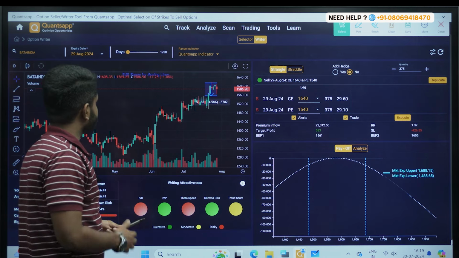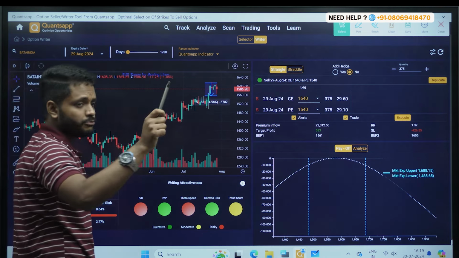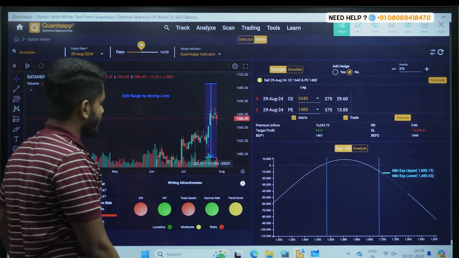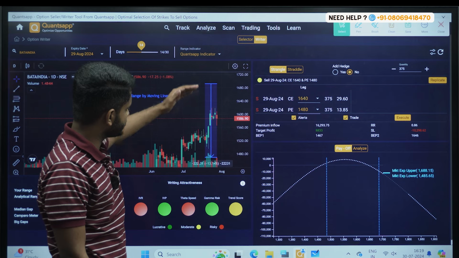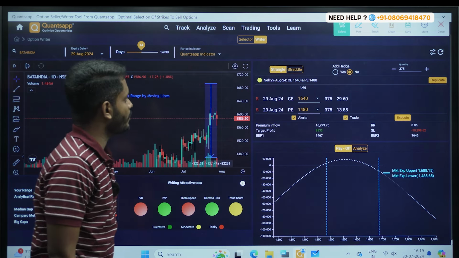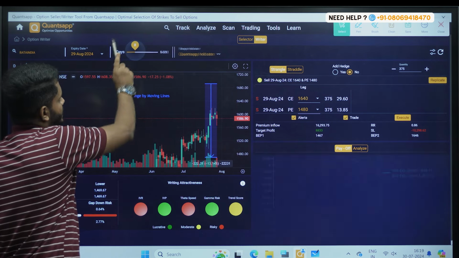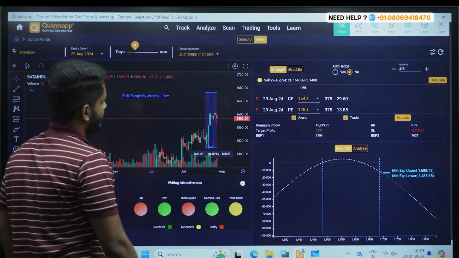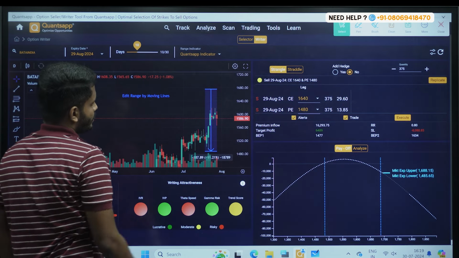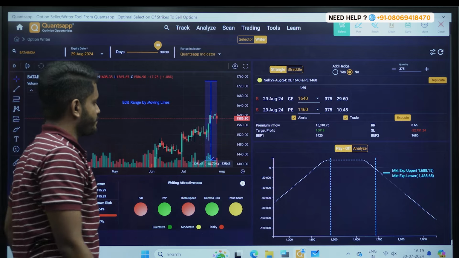Okay, so for example, now I am willing to hold my sell position in Bata India for say 15 days or say 14 days. It is giving me a broader range of 1680 to 1480. Based on that, it is asking me to sell 1640 call and 1480 put. Now let me reduce the days to say 8 days, or say 10 days. Again, it is giving me approximately the same range. Let me hold it till expiry.